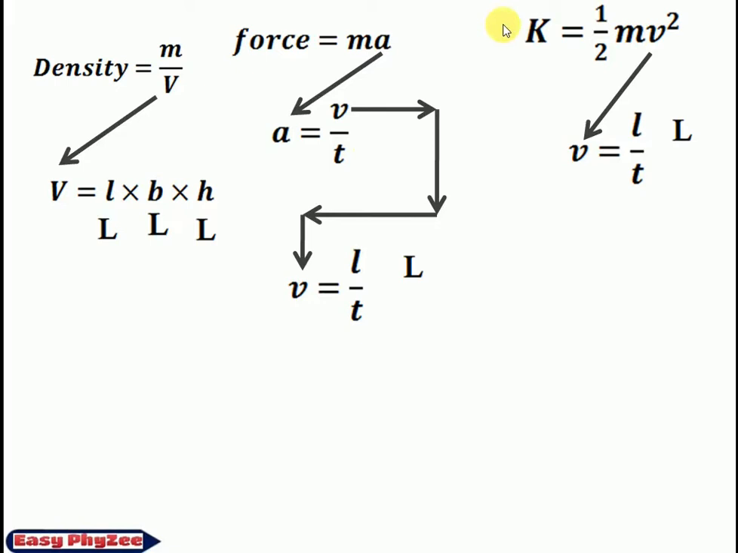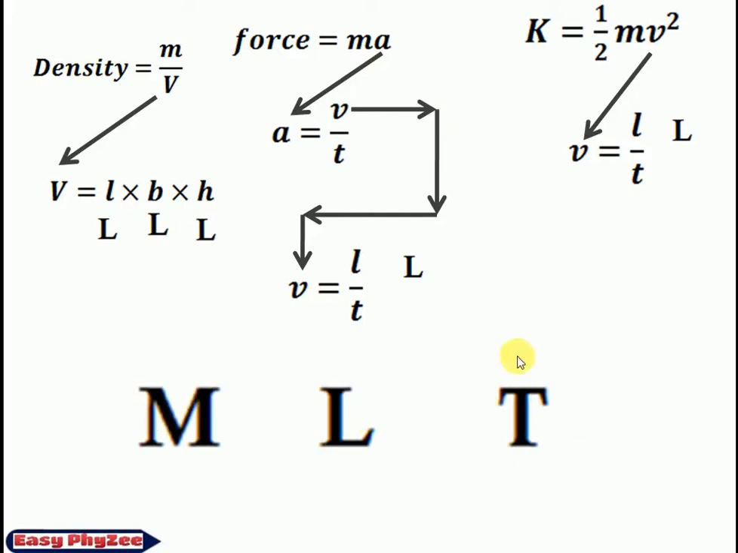Now if you see all three quantities, the similarity between them is that they can be represented using mass, length and time. So their formulas are different, but when you simplify them, you can represent them by using just mass, length and time. So mass, length and time are basic quantities.